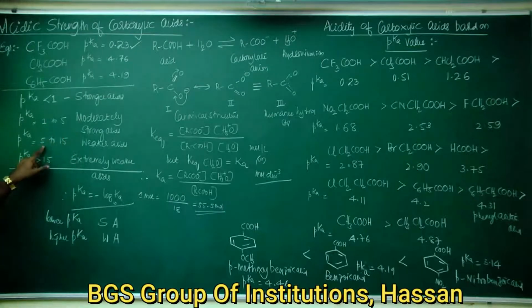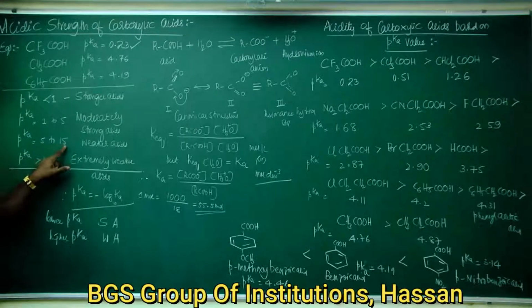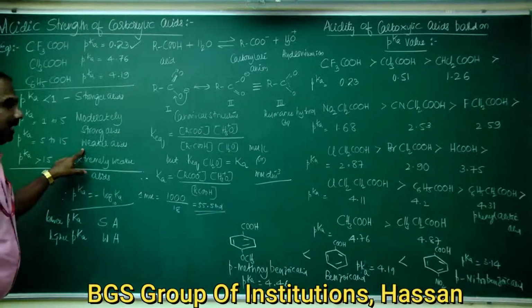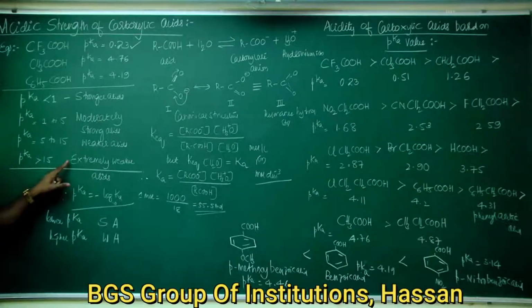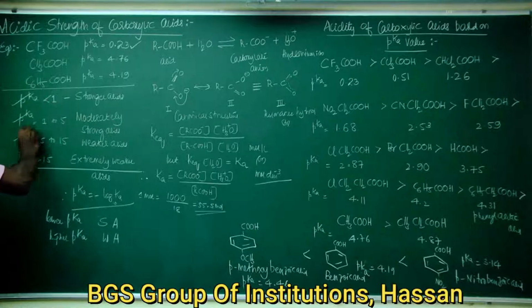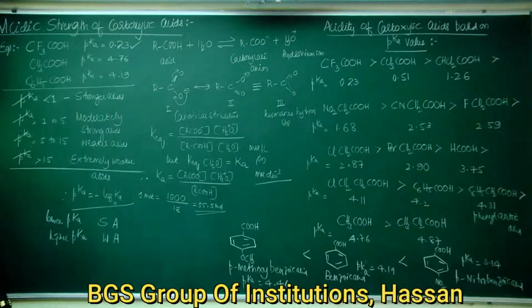If the pKa value is between 1 to 5, then it is a moderately strong acid. If the pKa value is between 5 to 15, then it is a weaker acid. If the pKa value is greater than 15, then it is an extremely weak acid. Therefore, these 4 points are very important among pKa values.